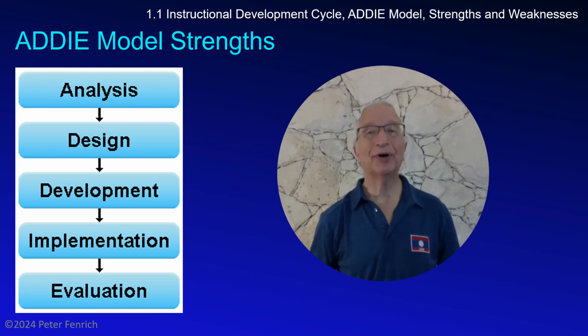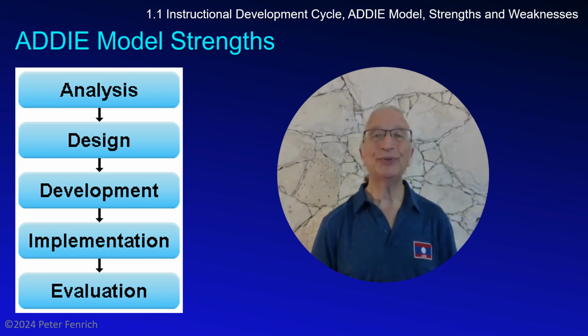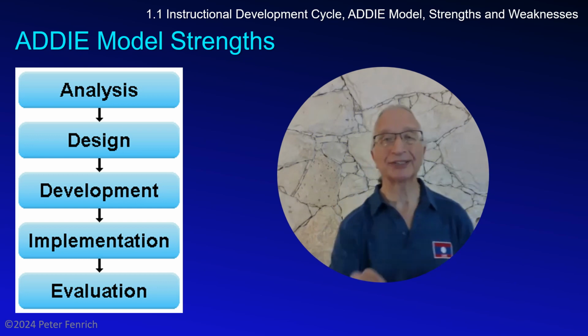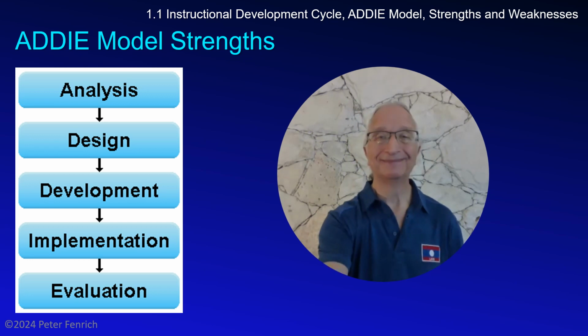Strengths of the ADDIE model are: each phase is necessary, it is simple. It is intuitive in that there is a logical flow from one phase to the next. Information gained in a prior phase is needed for the next phase.